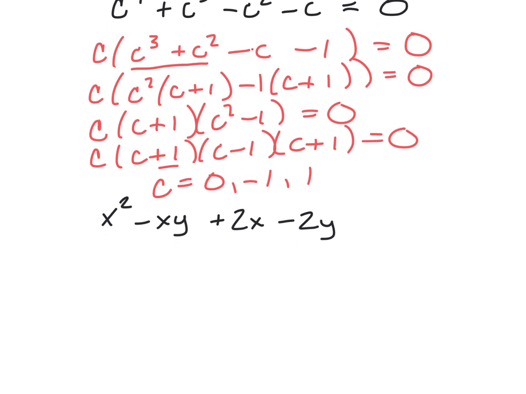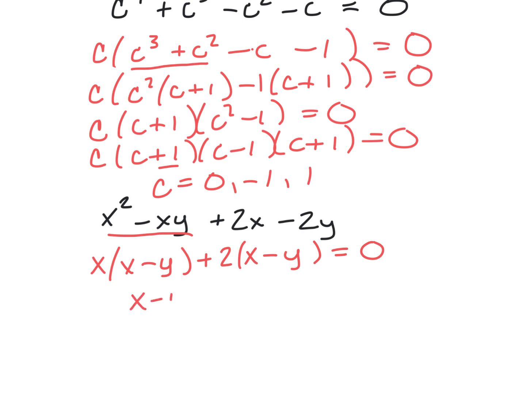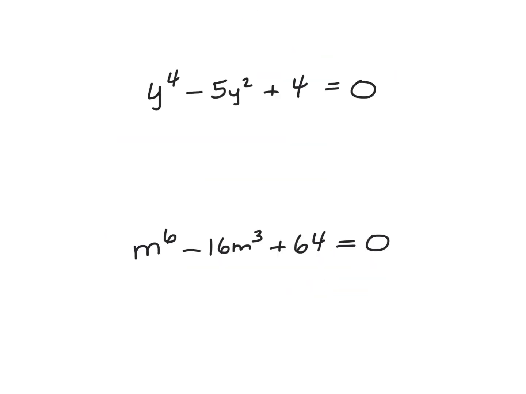Next one here, I've got 4 terms. I'm going to do grouping. I could take an x out here. I'd be left with x minus y. So I need to have x minus y here, which means I'm taking out a 2. And then I'd have x minus y times x plus 2. And again, we've got more than one variable, so we're really not going to solve that type of equation. The big thing is to be able to factor it.